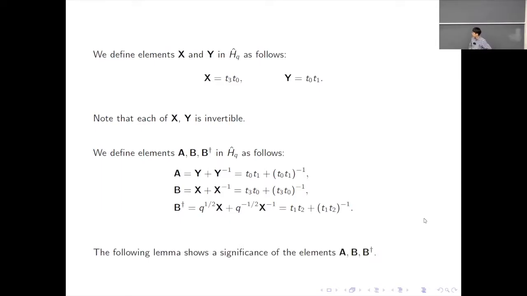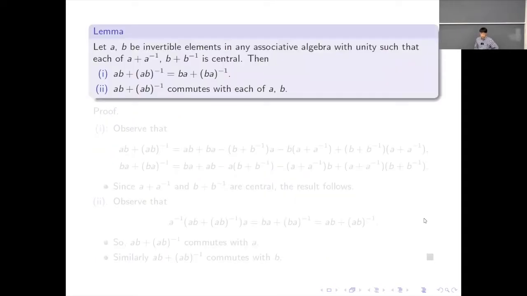The following lemma shows the significance of these 3 elements. Take a look at this lemma. Let A denote an invertible element in any associative algebra with unity. Each of A plus A inverse, B plus B inverse is central.